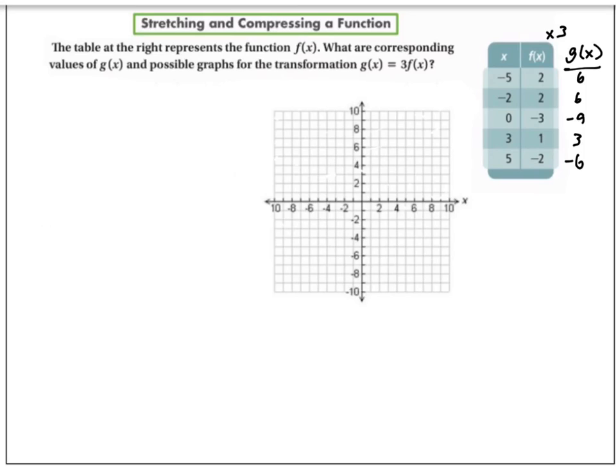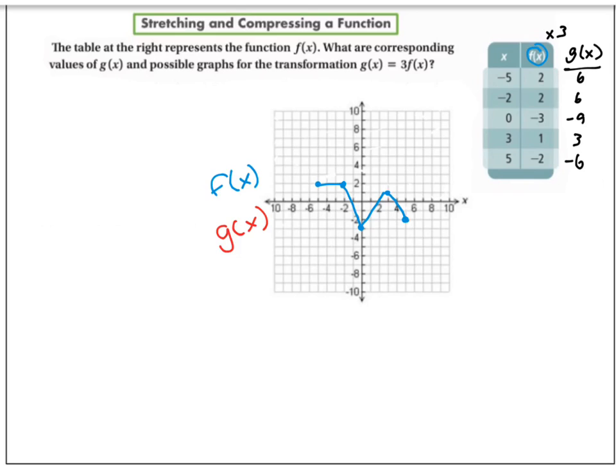All right, I'm going to go ahead and graph f of x in blue, and then we'll graph g of x in red to see the difference. So f of x we're going to graph in blue. So we've got negative 5, 2, negative 2, 2, 0, negative 3, 3, 1, and 5, negative 2. Go ahead and connect these. And so that's f of x. Now we're going to graph g of x in red so we can see the stretch.